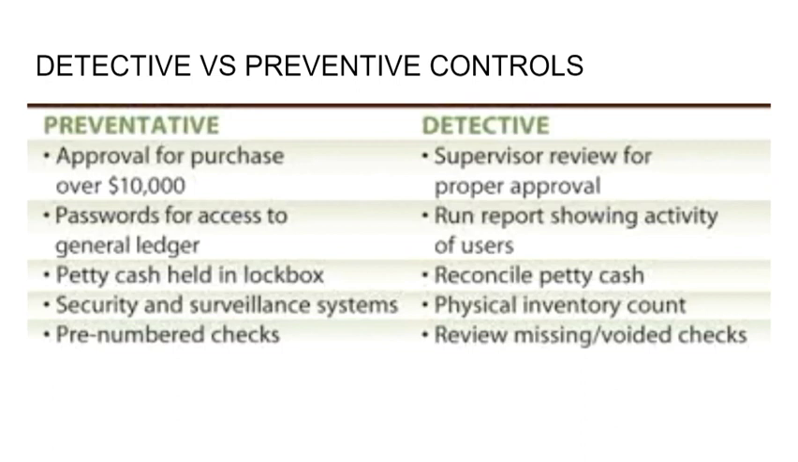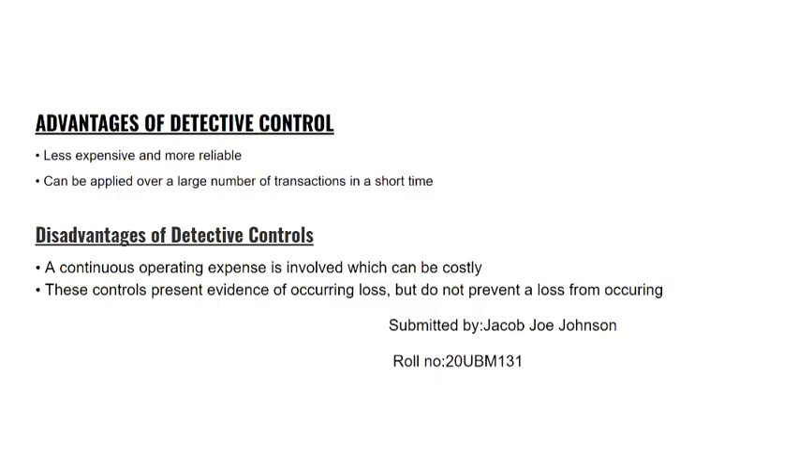We can look at detective control. Supervisor review for proper approval. Run report showing activity of users. Reconcile petty cash, physical inventory counts. Review missing voided checks. Here are some advantages of detective controls.